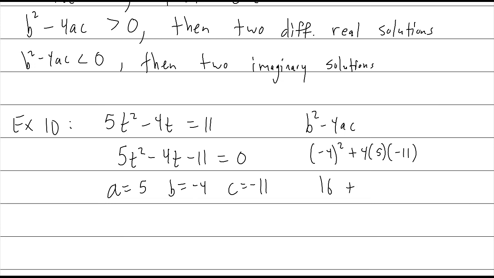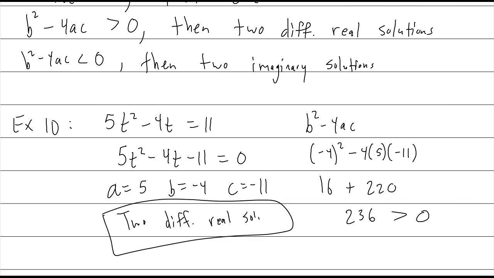Right, these two, minus and negative, make it a plus. 4 times 5 is 20 times 11. It's 220. If I add those together, I get 236, which we know is bigger than 0. So if it's bigger than 0, then we have two different real solutions. Okay, and I just stole that from up here.